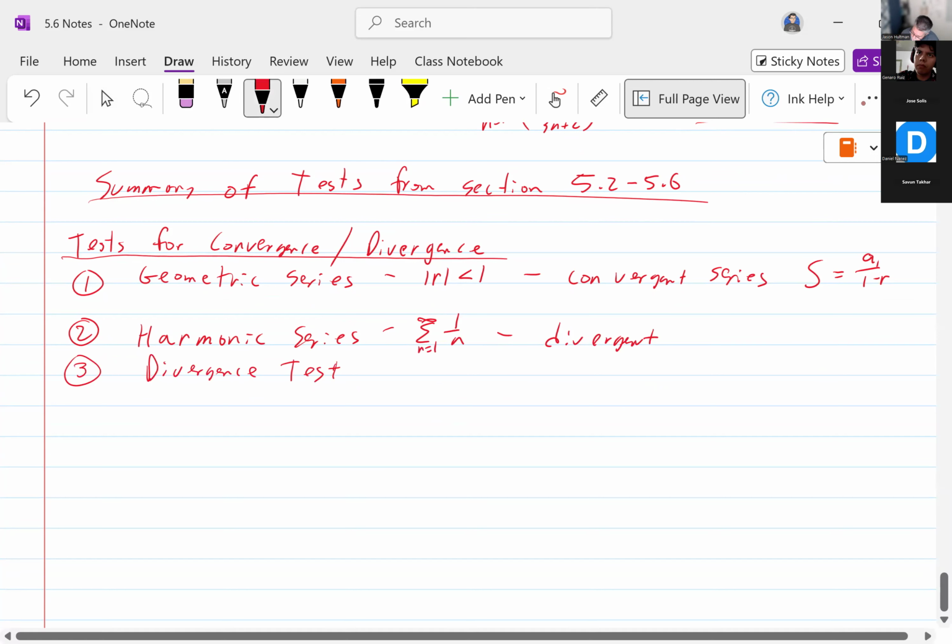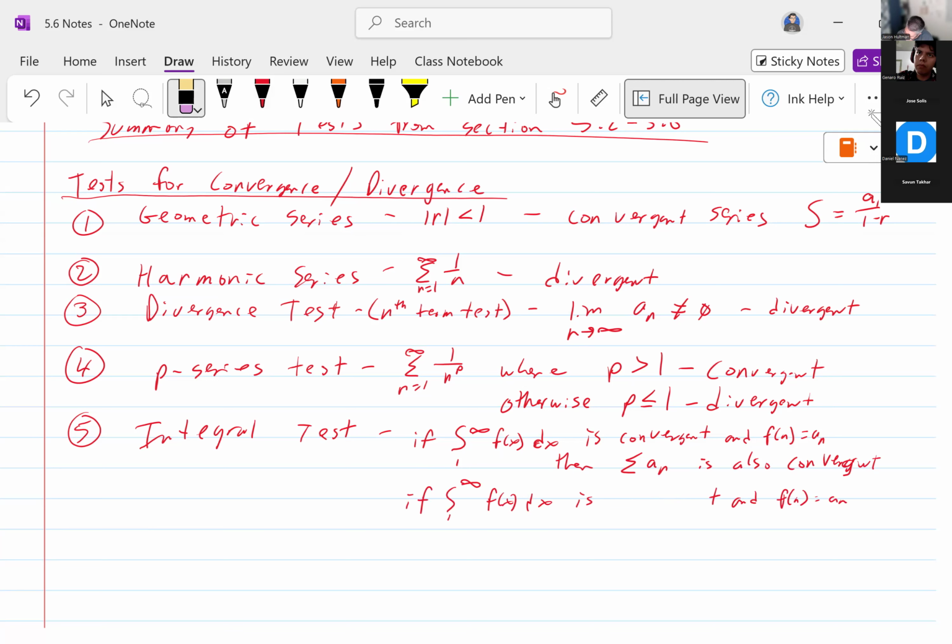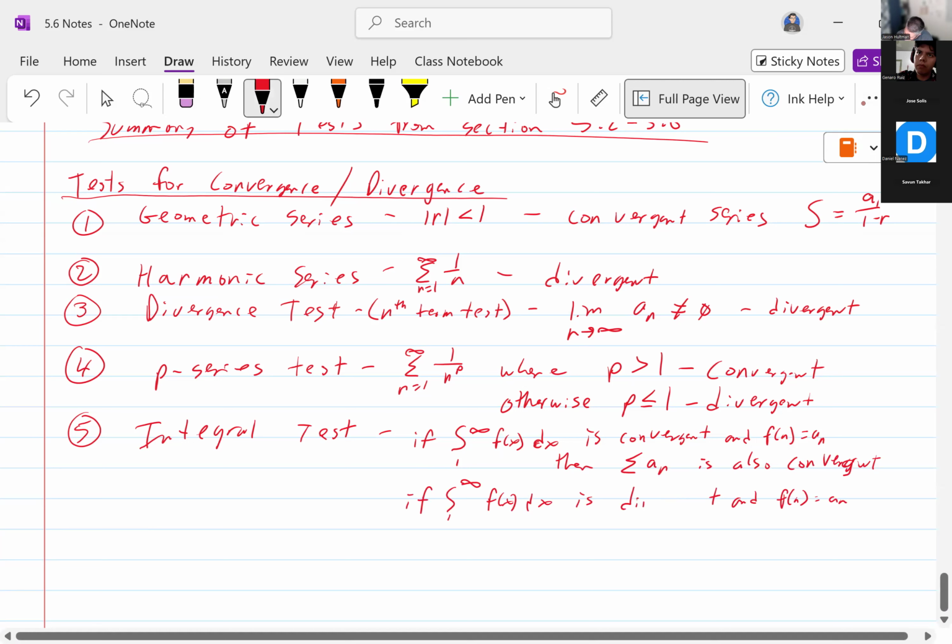Okay, if the integral from 1 to infinity of f of x dx is divergent, and f of n equals a sub n, then the original series is also divergent. Okay, so that was the integral test.